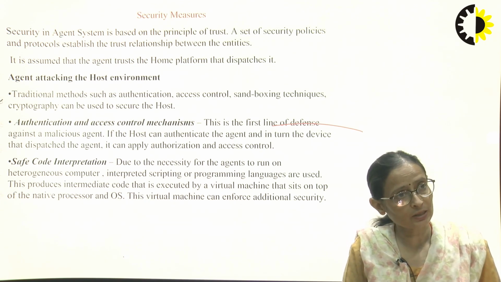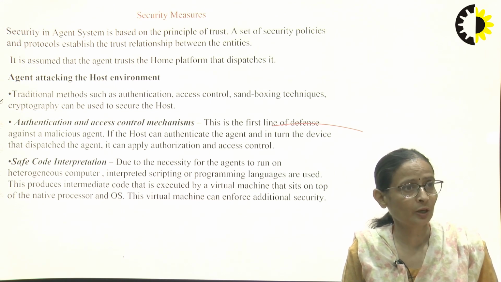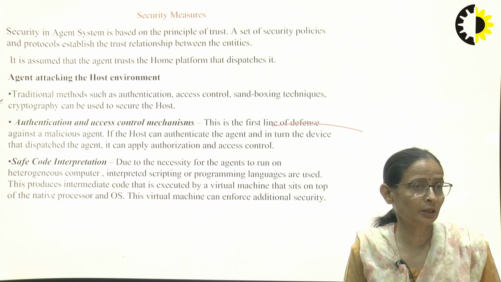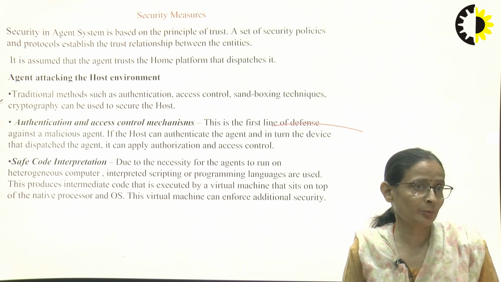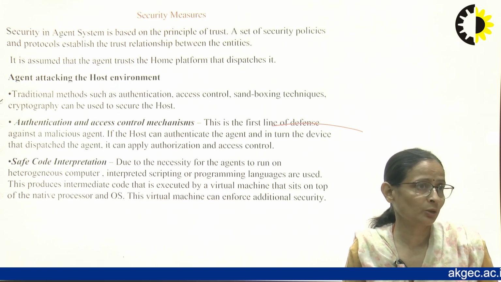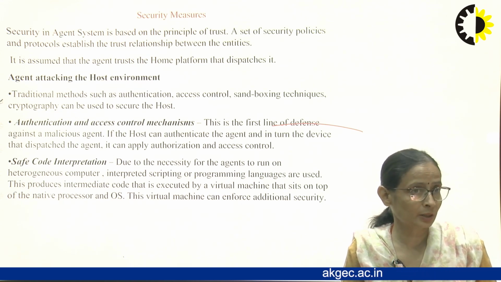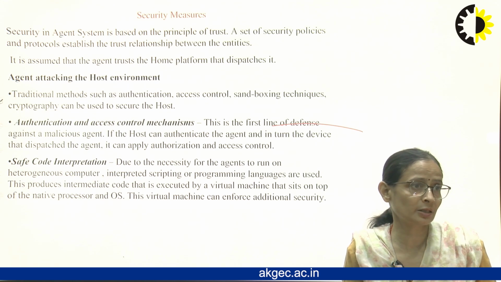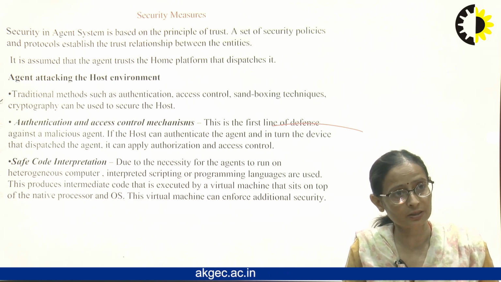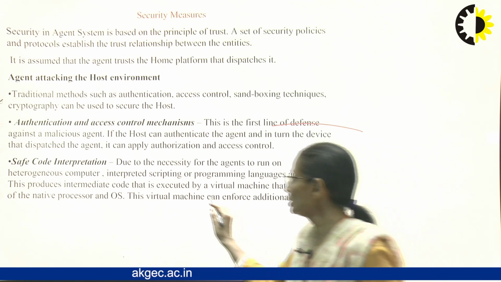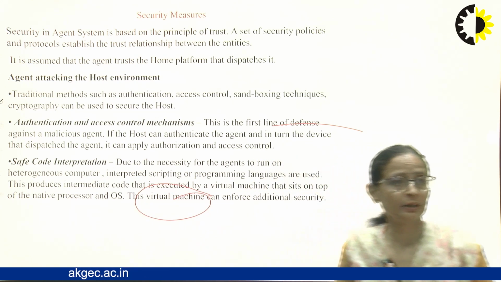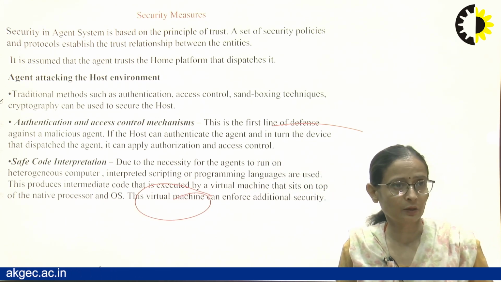In the case of safe code interpretation, due to the necessity for agents to run on heterogeneous systems, interpreted scripting or programming languages are used. These produce intermediate code that is executed by a virtual machine that sits on top of the native processor and OS, and this virtual machine provides an additional layer of security.